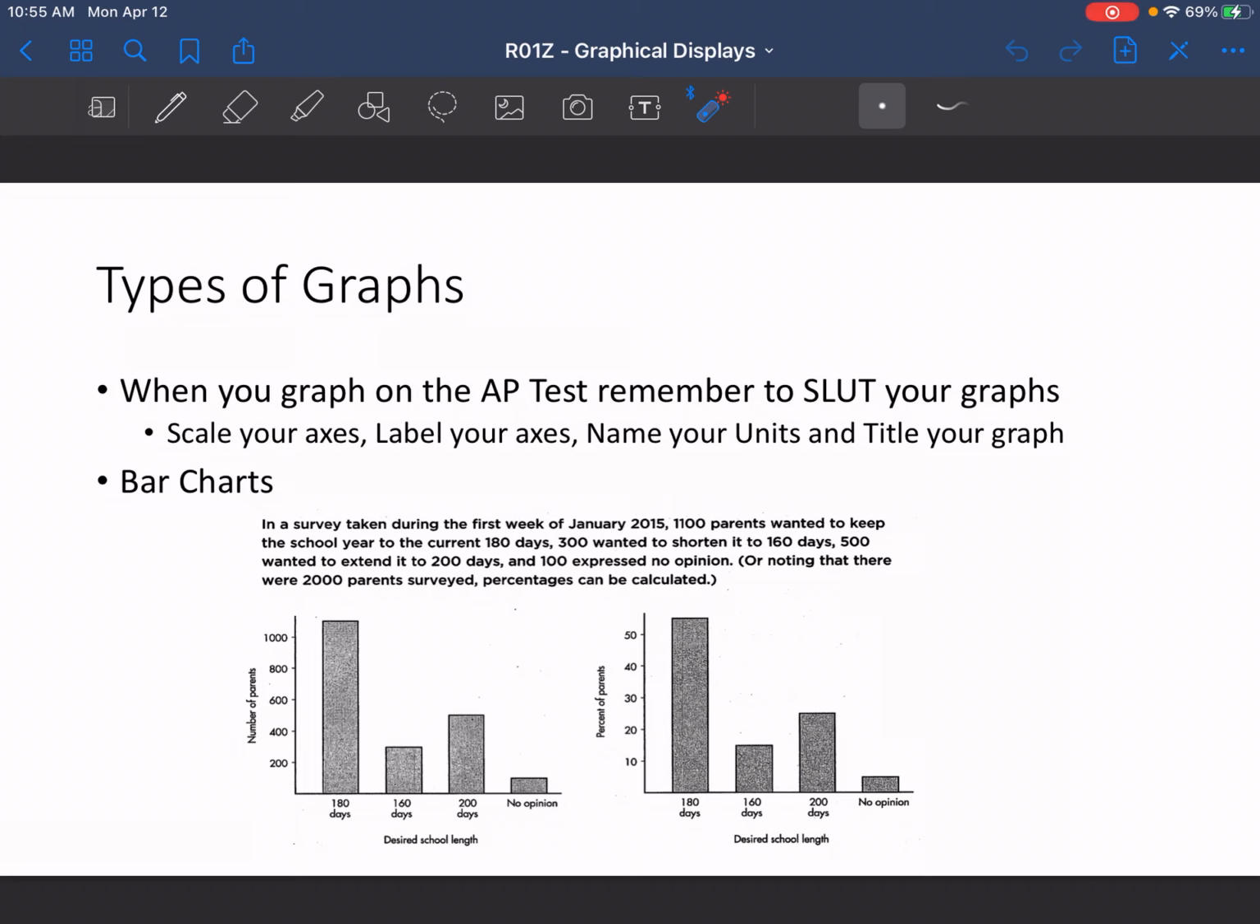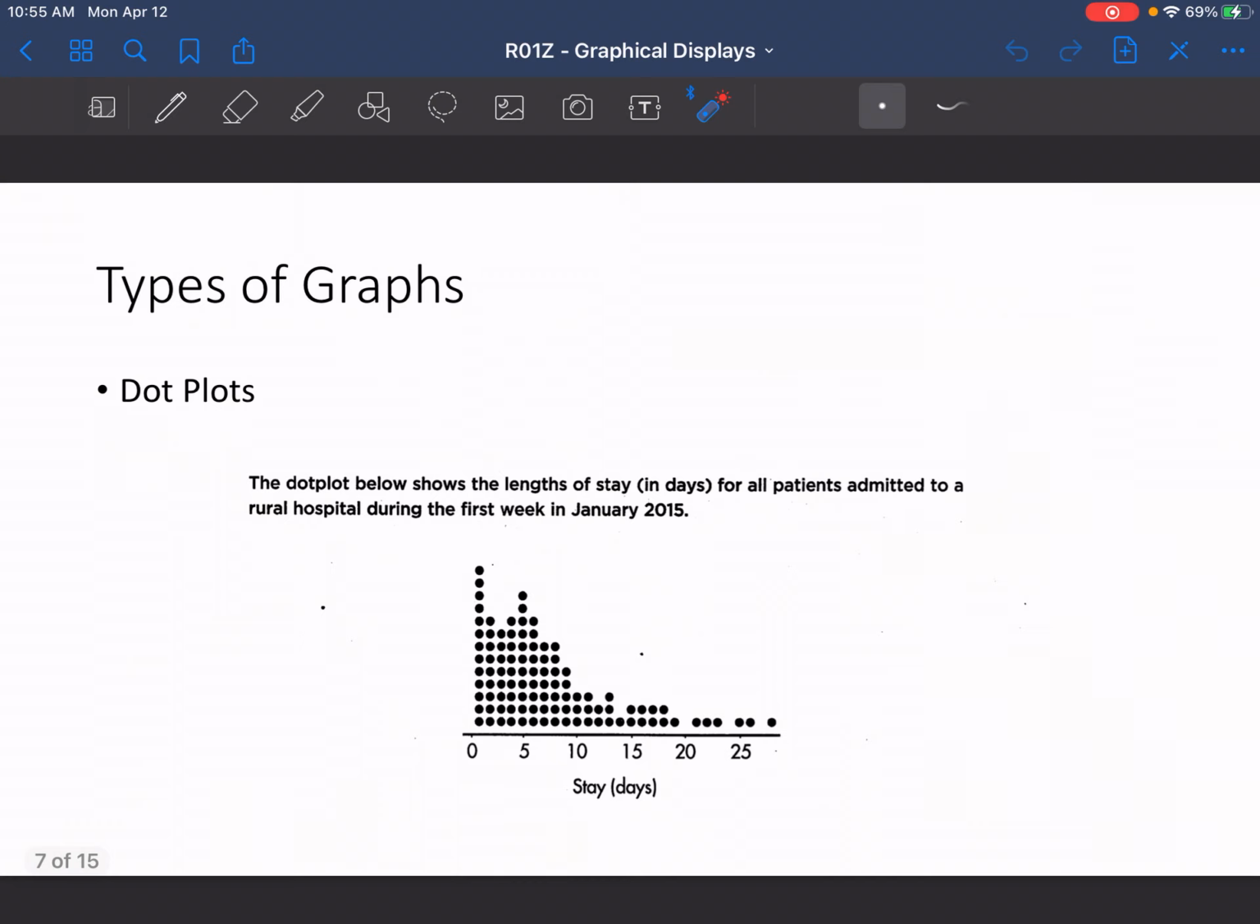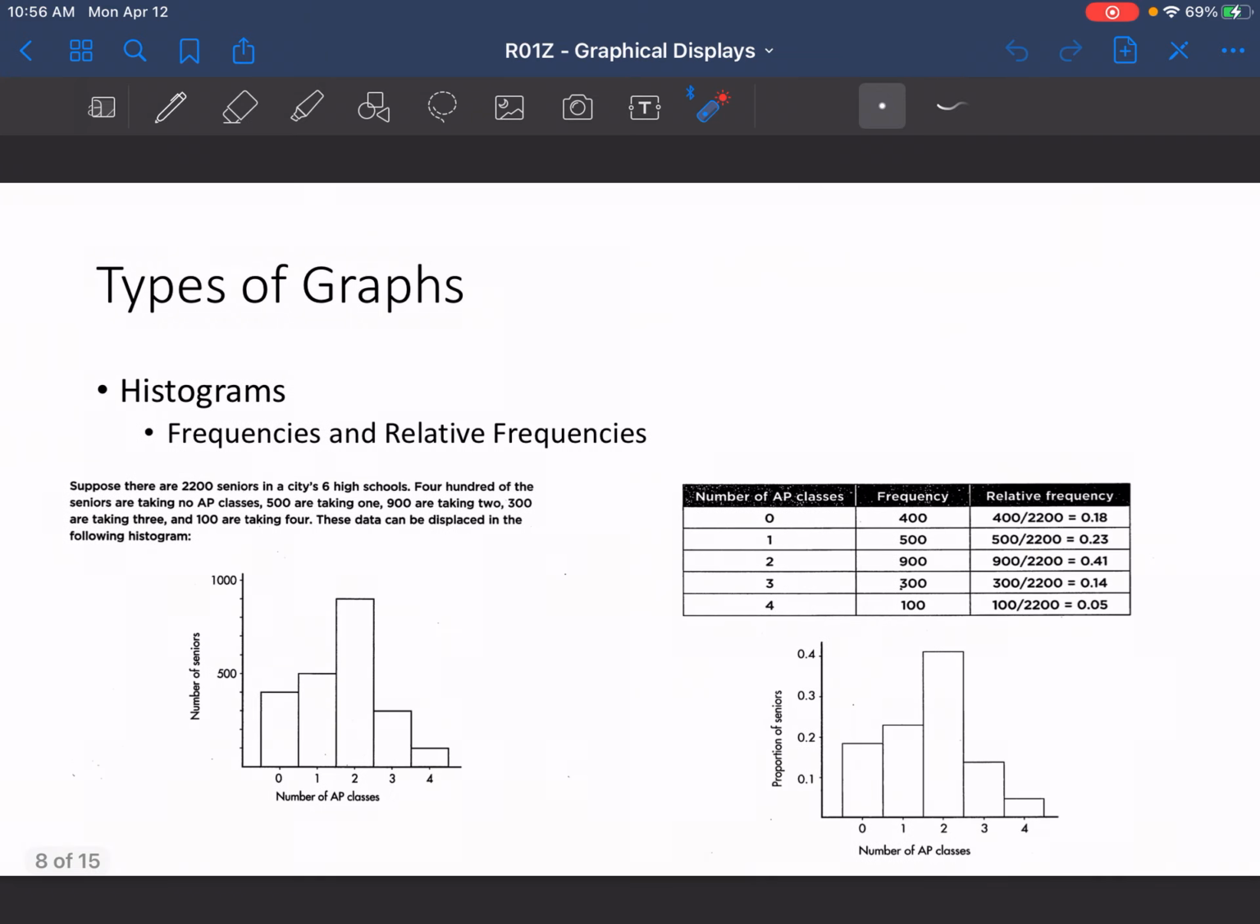Our first type of graph that we're looking at here is a bar chart, so it's fairly simple. Just a bunch of bars used to represent whatever data we find in our example here. We also have dot plots, and in this example, the dot plot below shows the lengths of stay in days for all patients admitted to a rural hospital during the first week in January 2015. Each one of these dots represents one of those patients and whether they stayed for 0 days or 1 day, through 5 or 15, something along those lines, just for that month of January. So each one of the dots represents a human, basically, in that sense.